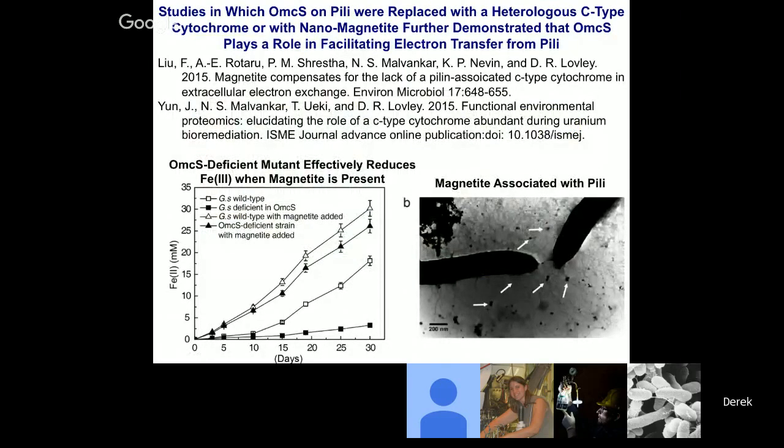And in some ways, with Geobacter, it doesn't always have to be OmcS. For example, we published last year that in mutants that lack OmcS, you can basically recover the wild type phenotype by putting in nanomagnetite. That magnetite attaches to the pili, and the cells function just as well in extracellular electron transfer without OmcS. Or you can even pull sequences out of the environment and express them in Geobacter sulfurreducens. If you express the right one, that cytochrome will attach to the pili, and the cells work just fine.